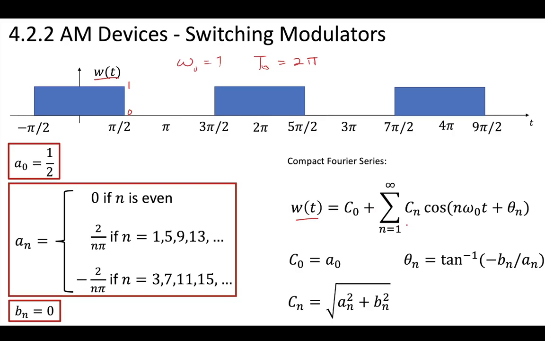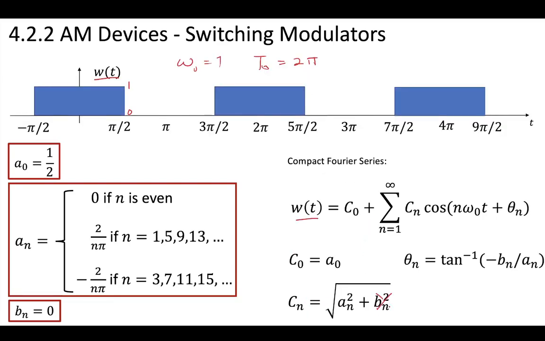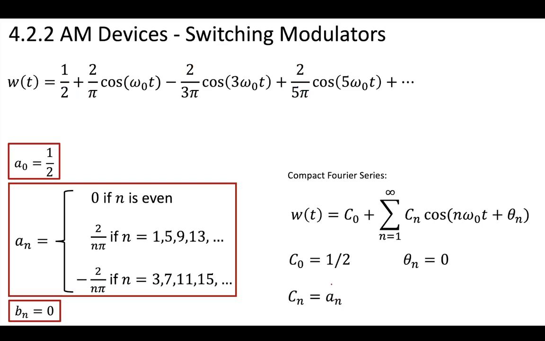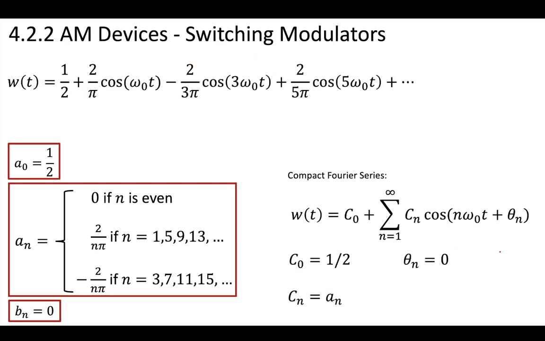So now let's write this compact Fourier series where we make it a little bit more compact by making the summation using the c sub n's. So let's move on and use our knowledge to find what these c coefficients are: the c naught and c_n and the theta_n. Because c naught is a naught, we know that's 1/2. C sub n must be a sub n, because our b sub n was 0. So the root of a_n squared is just going to be a_n, and theta_n is going to be equal to 0 because when we have the tangent of 0, we're going to have that 0 result.